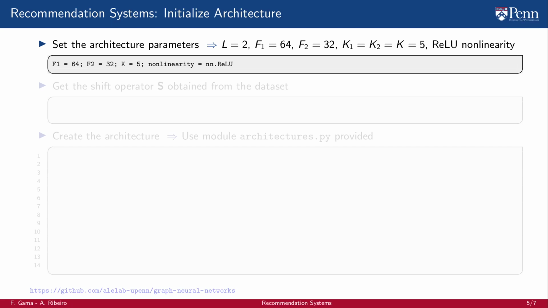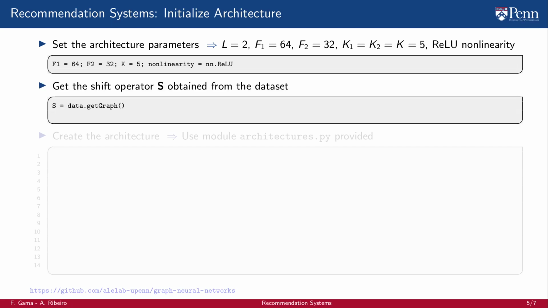We consider a two-layer GNN architecture with 64 features as output of the first layer and 32 features as output of the second layer. All filters will have 5 filter taps. We choose a ReLU nonlinearity. We also need to determine the shift operator S. For this, we get the graph that has already been computed by the data class that we initialized in the previous slide. Recall that this graph uses the dataset to estimate the Pearson correlation between pairs of items that ends up being the edge weights of the graph. Don't forget to normalize the graph by the largest eigenvalue.